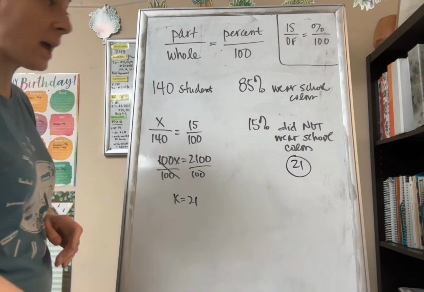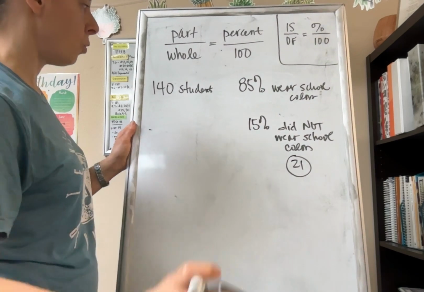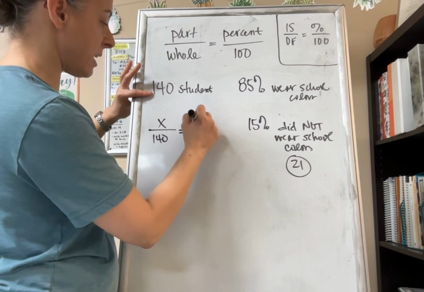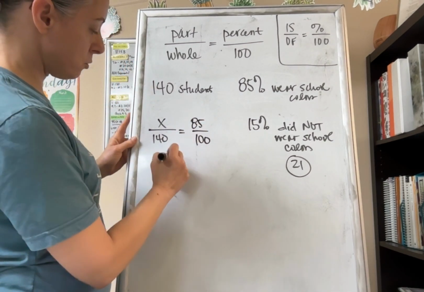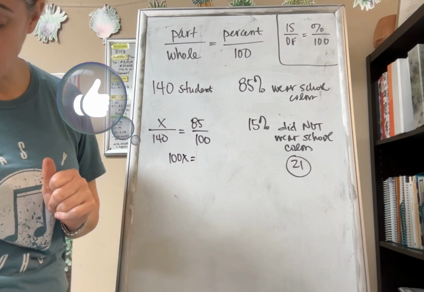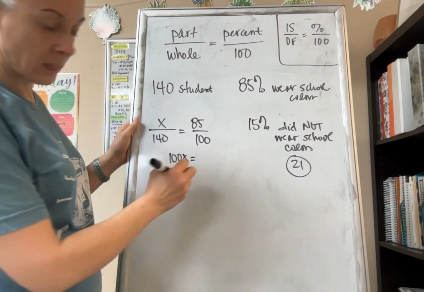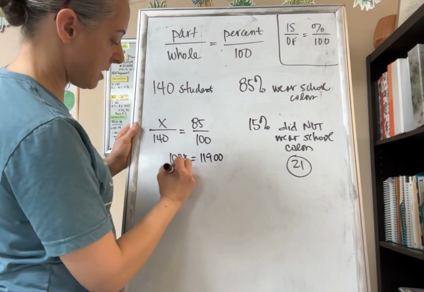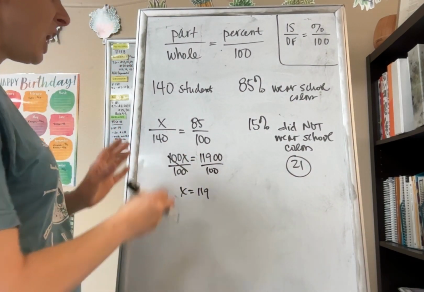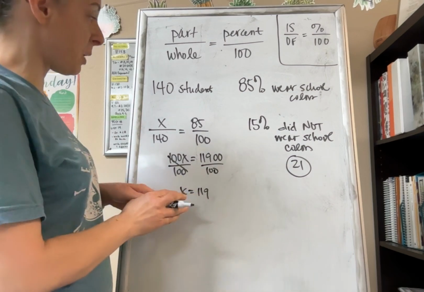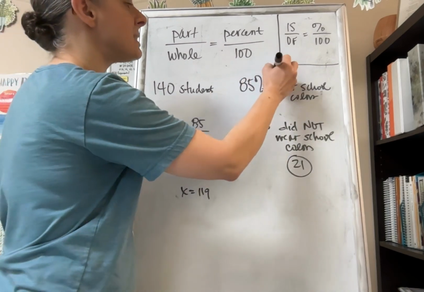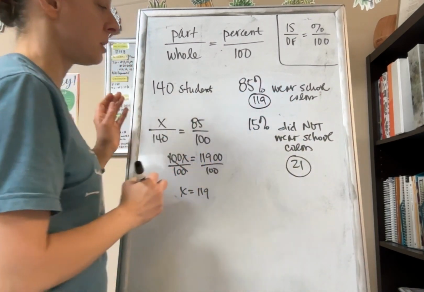Now let's look at the other way we could work this. We could use these numbers, 140 and 85. We'll use cross products. 100x equals 140 times 85. And divide both sides by 100. And we'll see that x equals 119. I just have to remember when I get to the end of this problem, 119 students did wear school colors.